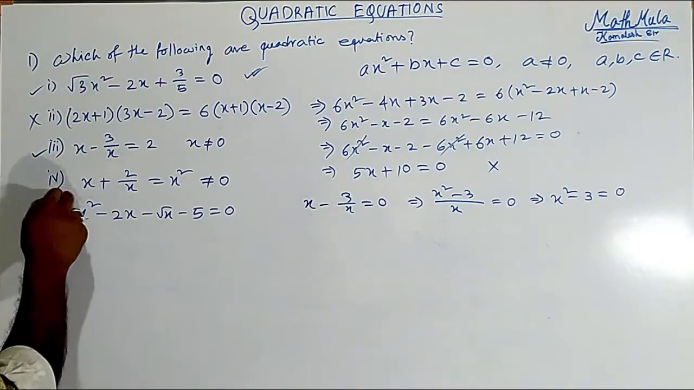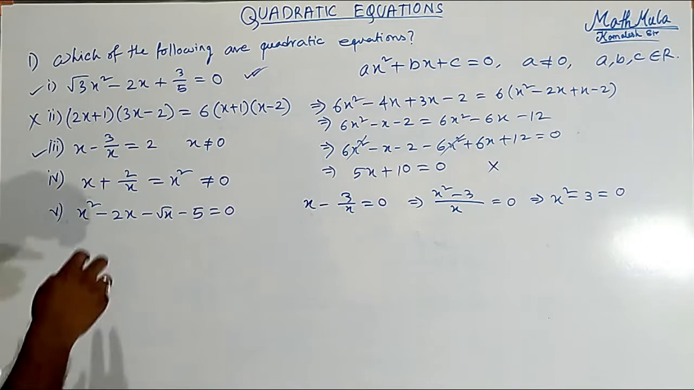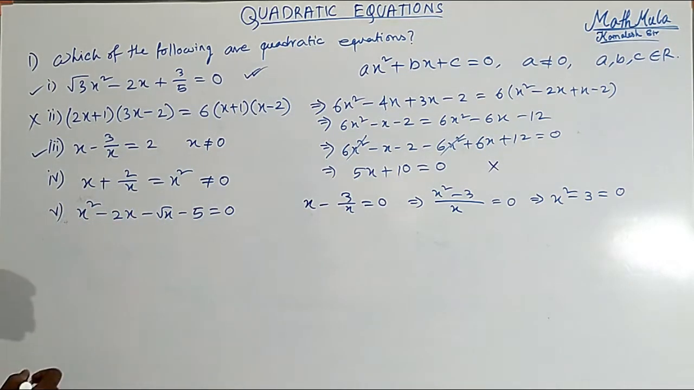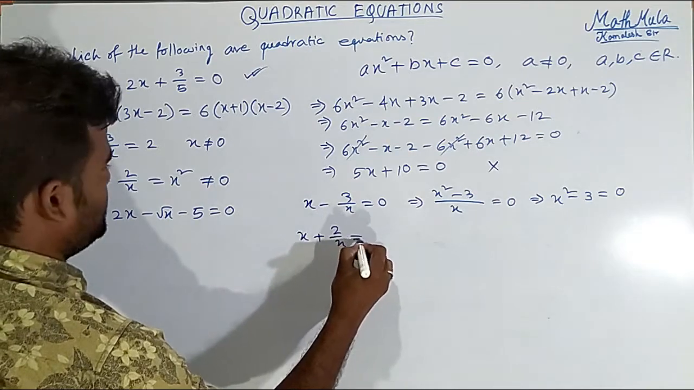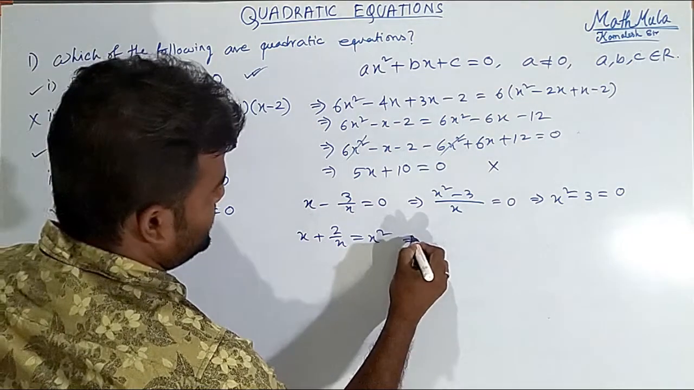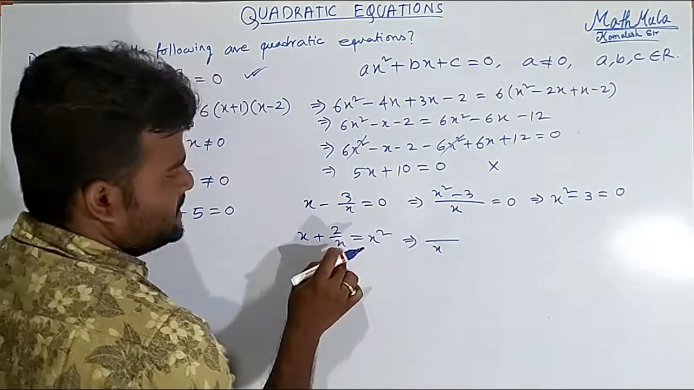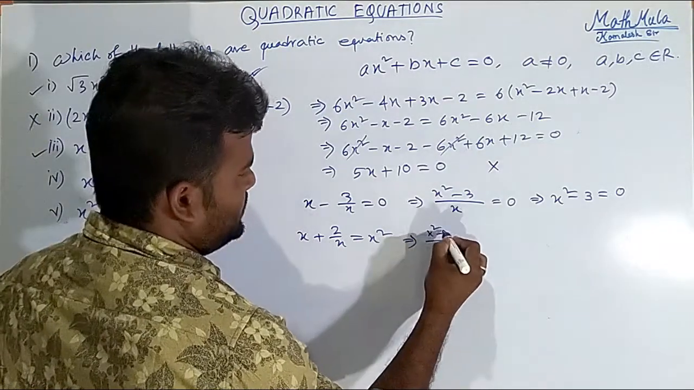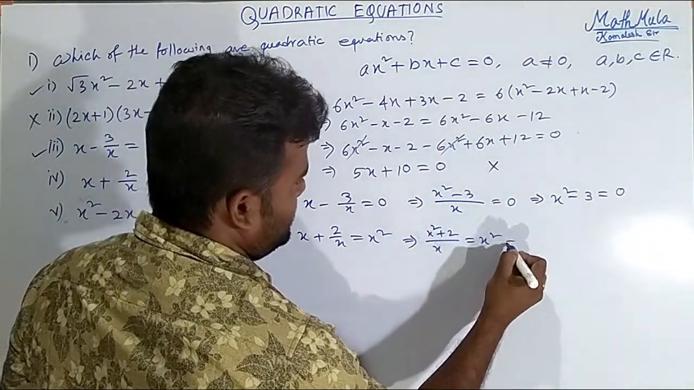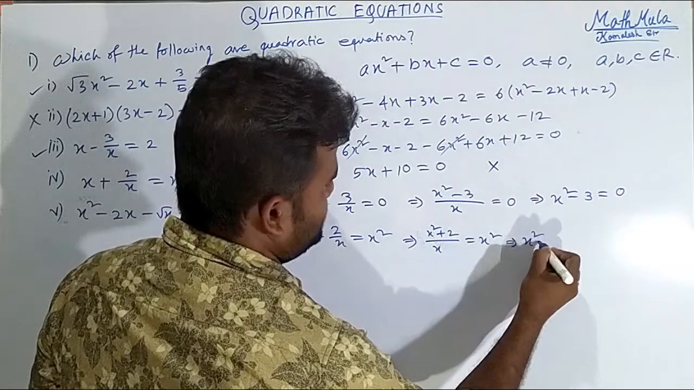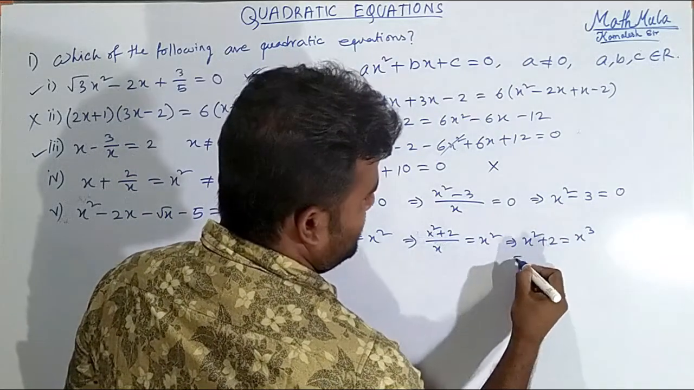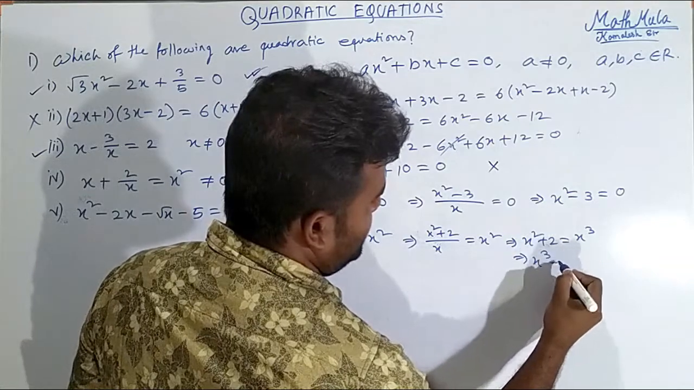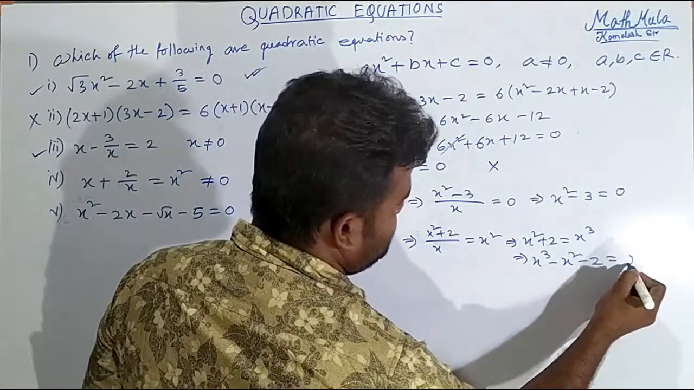Now for number 4, similarly again we make it simplest form, that is x plus 2 by x is equals to x squared. That implies this is the LCM x and it will be x square plus 2 is equals to x square into x, that is x cube. Now arrange it, x cube minus x square minus 2 equals to 0.